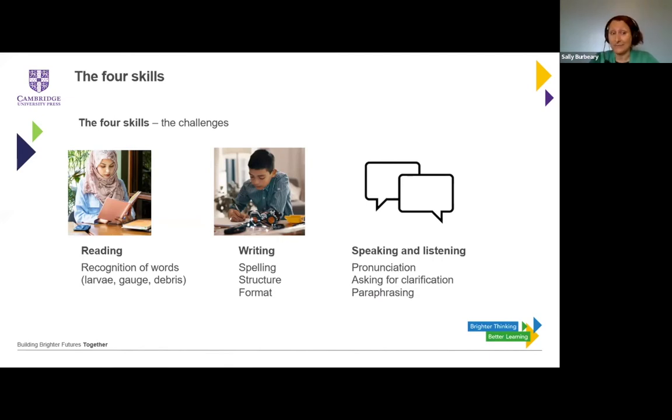So reading, well, unfortunately, English is not a phonetic language. So how the words look on the page is really different to how they're pronounced, which is quite typical of English, isn't it? So it might be that recognition of words is a challenge for learners. If we just look at these three examples here, larvae, gauge, and debris, they don't sound like they're written. So this is a challenge for reading.